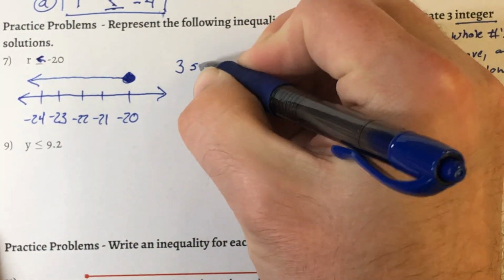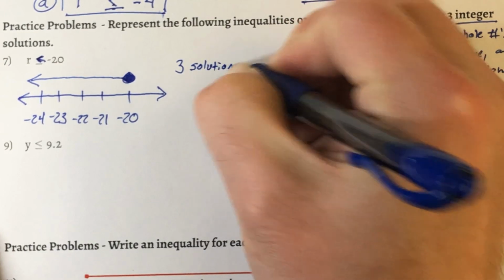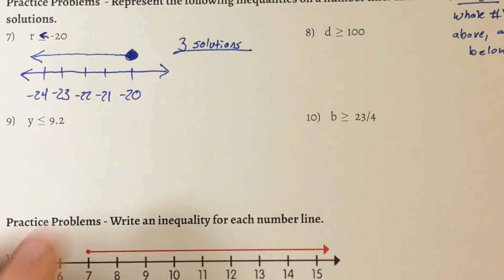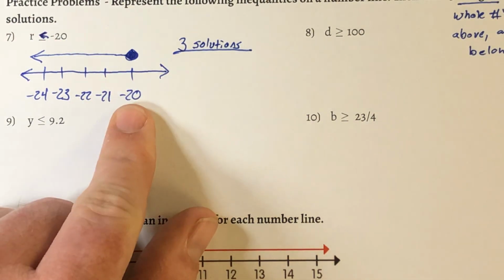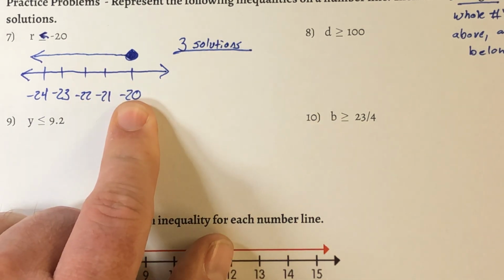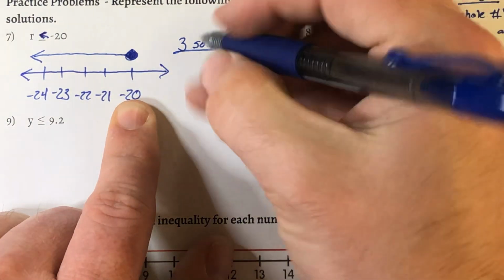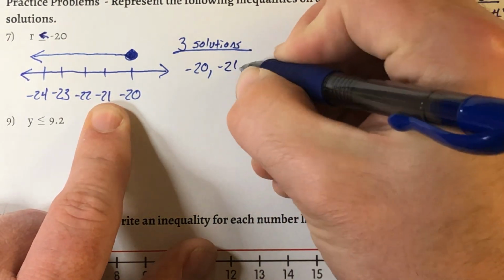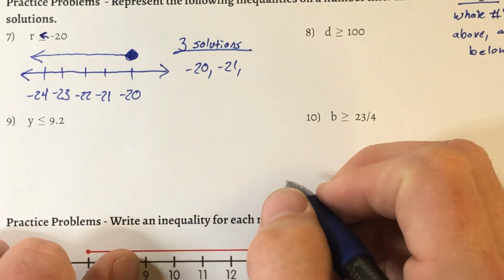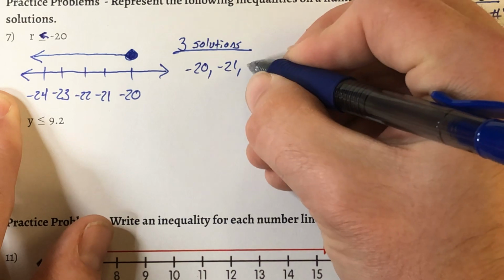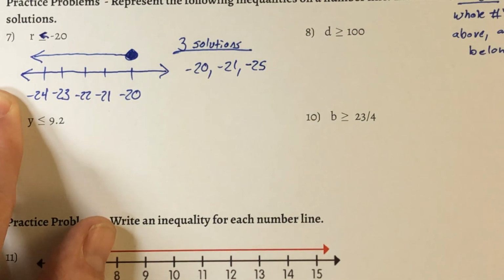So let's use that to state our 3 integer solutions. Again, as long as it's a whole number and it fits our picture, we're good. So could negative 20 be a solution that's an integer? Yes, it's whole and it could be equal. It's included. So negative 20 could be a solution. What's another solution? Negative 21. And I could use any of these possible numbers. I could even go further. Could negative 25 be a solution? Yes, it's less than negative 20 and it's whole. So negative 25 would be an example.